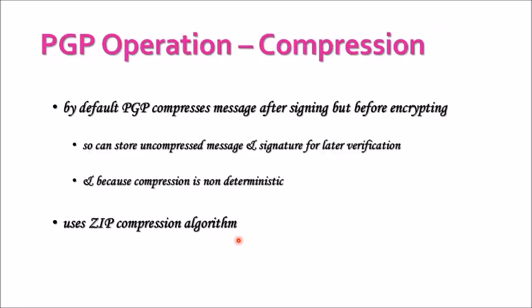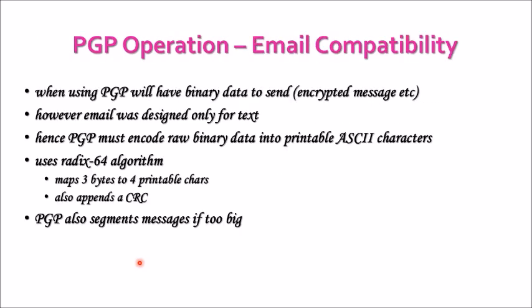The next operation is compression. By default, PGP compresses the message after applying a signature but before encryption. This has the benefit of saving space both for email transmission and for file storage. The compression algorithm used is ZIP and is indicated by Z for compression and Z to the power minus 1 for decompression.